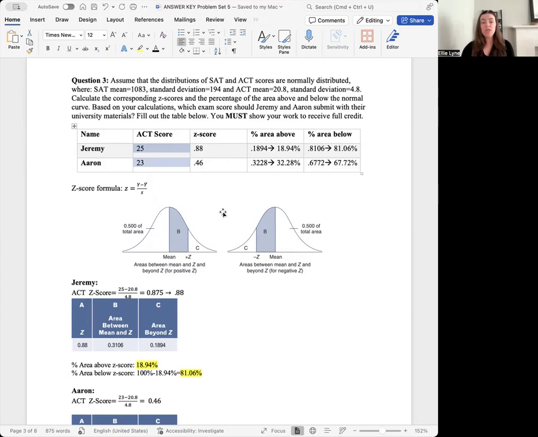In other words, we know that the areas above, or the amount of test takers that did better than them, is smaller, right? Because they did above average. You can think of it either way if that's helpful for you.